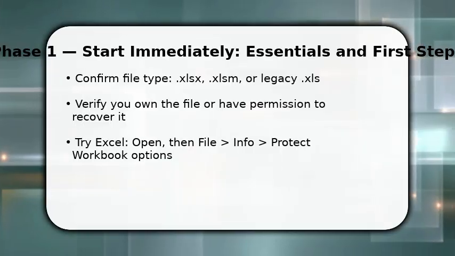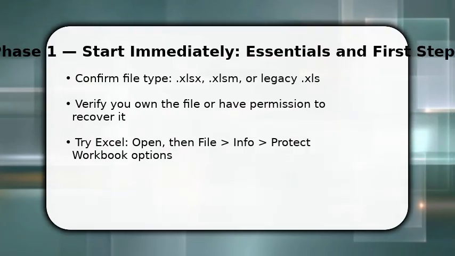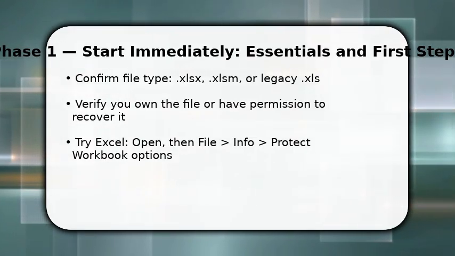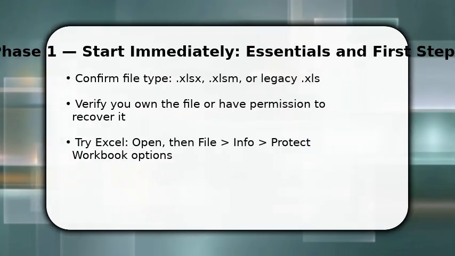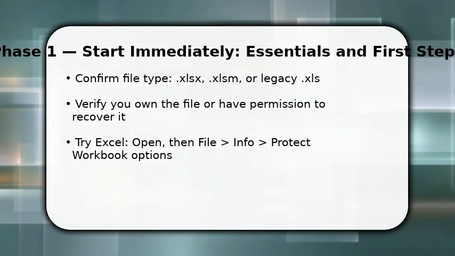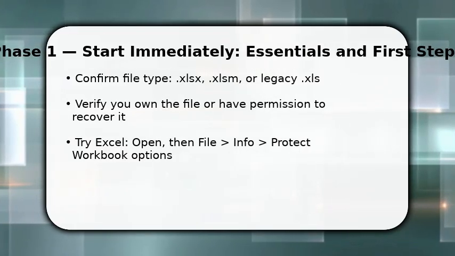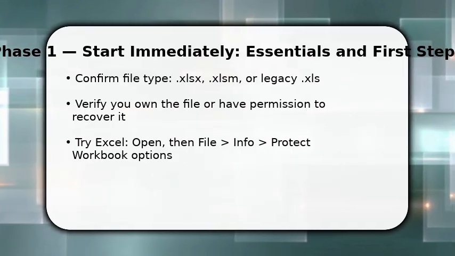You start by confirming the file type and your ownership. This matters because protection differs by format. Once done, try opening the workbook in Excel and use file info to see protection status. Make a backup copy immediately and then attempt file open and repair to fix corruption.